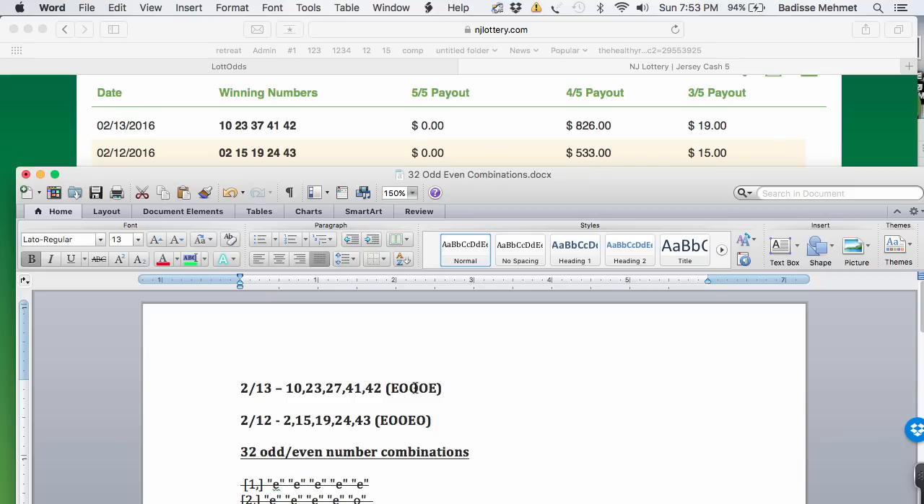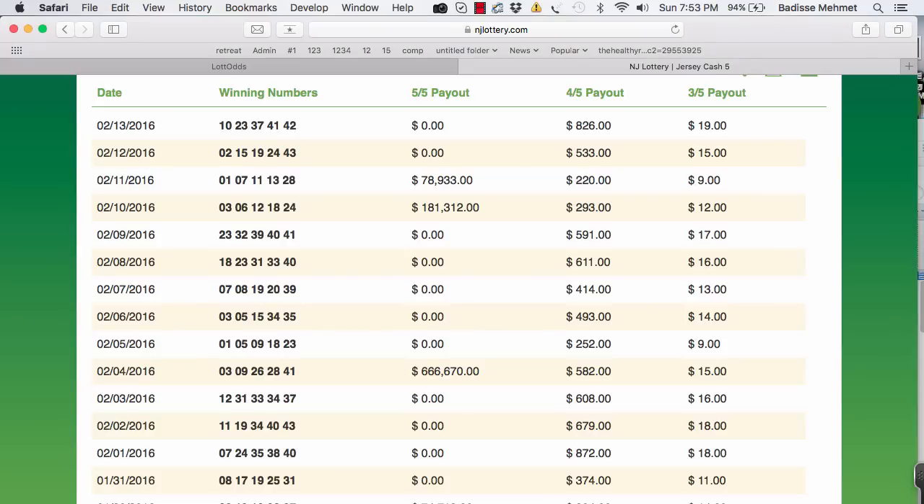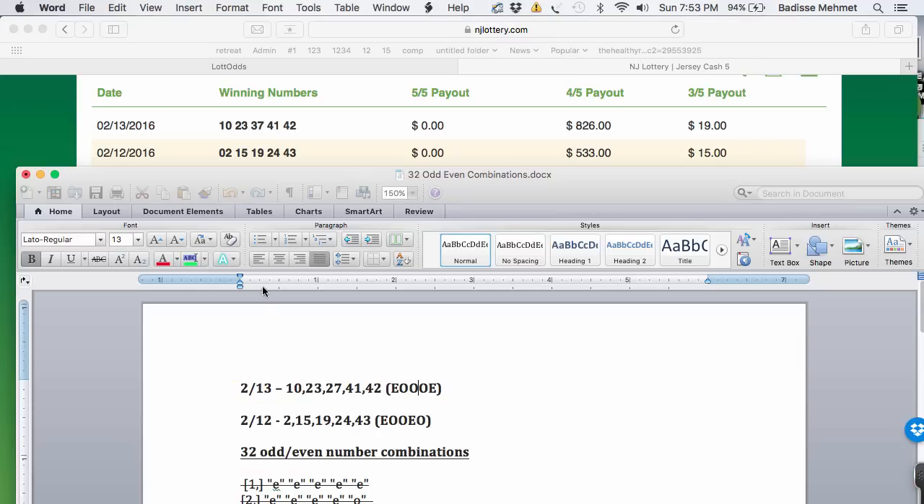Three, right? I want you to look at the next number. All right, look at the next number: 10, 23, 37, 41, 42. What is that? That's even, odd, odd, odd, even, right? Even, odd, odd, odd, even, right there. How many odds are there? There are 3. Do you see the similarities?